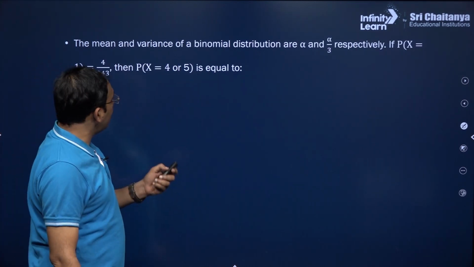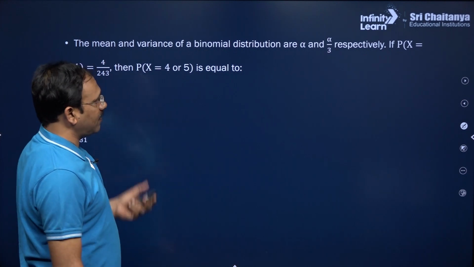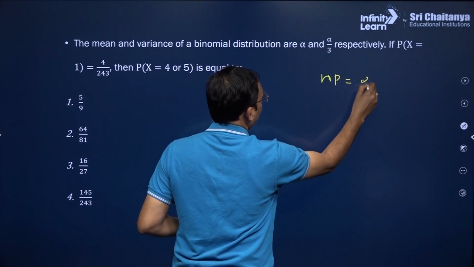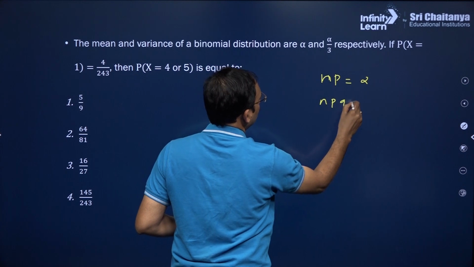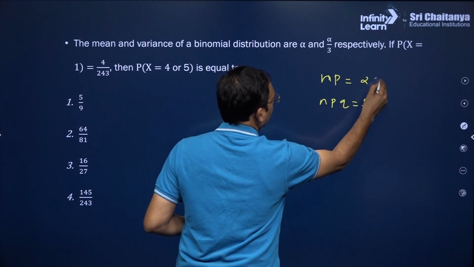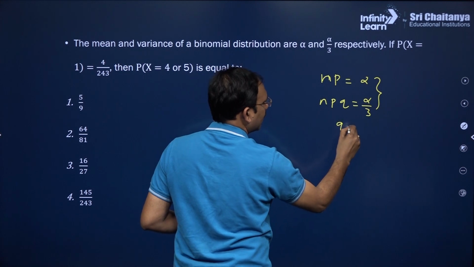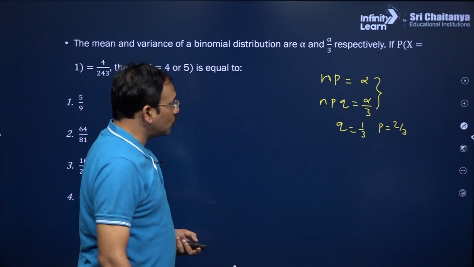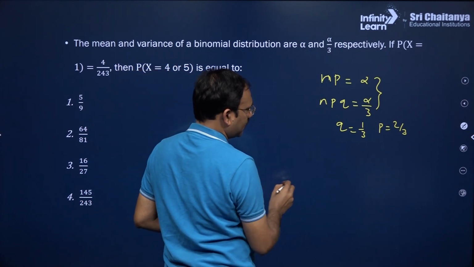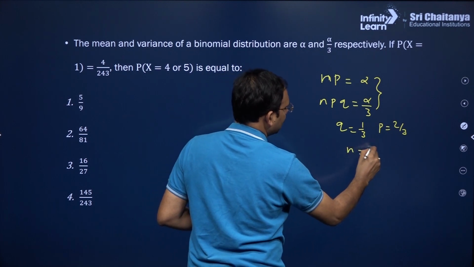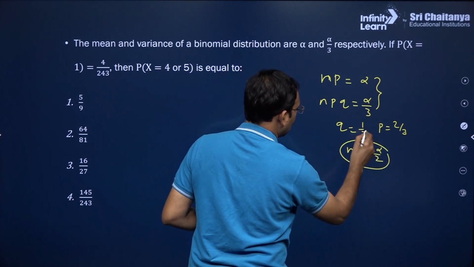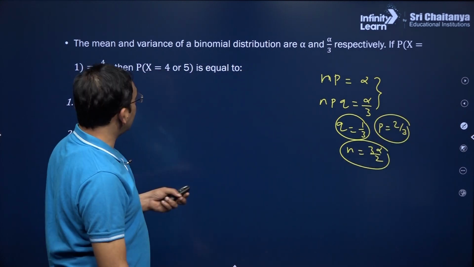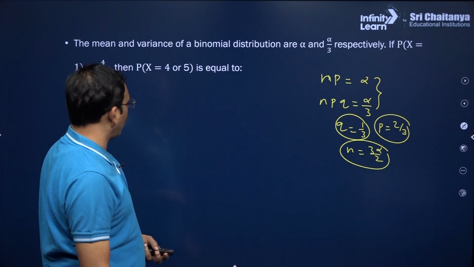Next, you see the mean and variance of a binomial distribution, again the same kind of question. Mean is np, my dear friends, is alpha and variance npq is equal to alpha by 3. From these two pieces of information, I can say, my dear friends, q is 1 by 3, so p is 2 by 3, right. If p is 2 by 3, you can say n is nothing but 3 alpha by 2, this is also known. Of course, alpha is unknown here. Now, given P(x = 1) is 4 by 243.